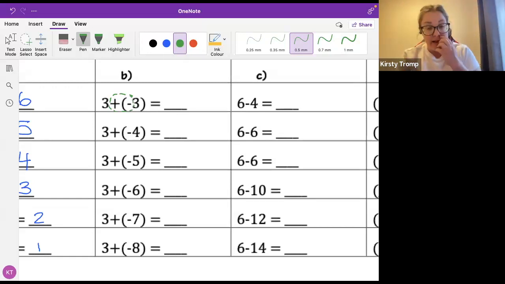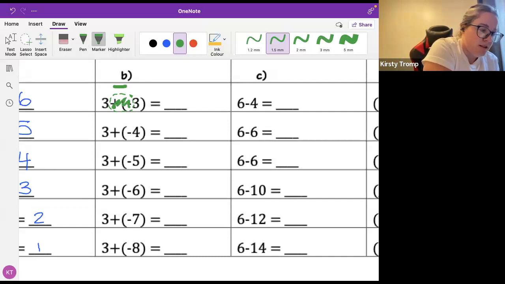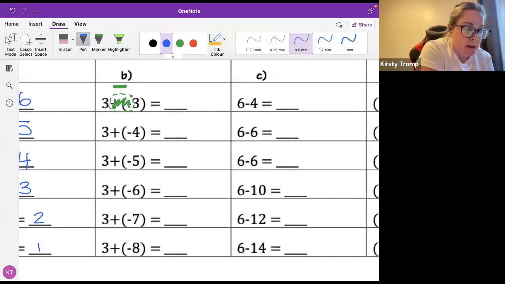Right, so now I'm seeing I got a positive sign and a negative sign. What happens when I've got a positive sign and a negative sign, when the 2 signs are different? What's the sign going to become? A negative. Good. So I'm not going to see these signs anymore. They're going to disappear, and it's going to become a negative. Nice, well done. So now I've got 3 minus 3. What's 3 minus 3?